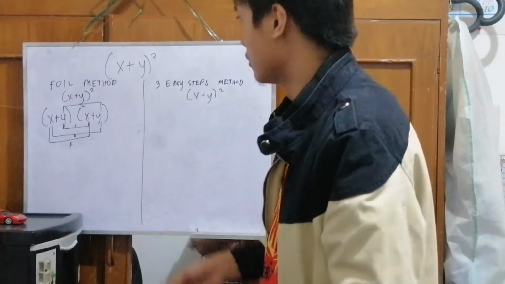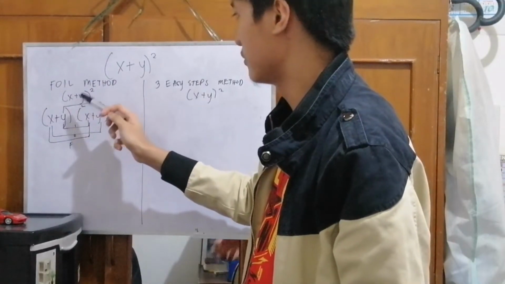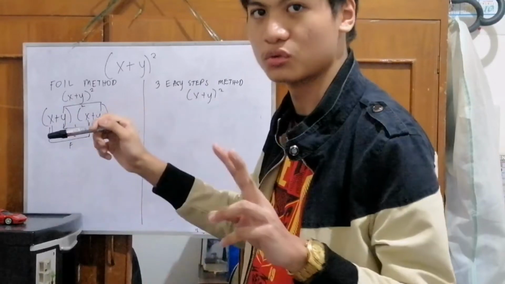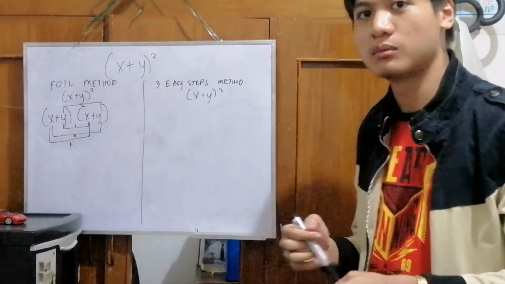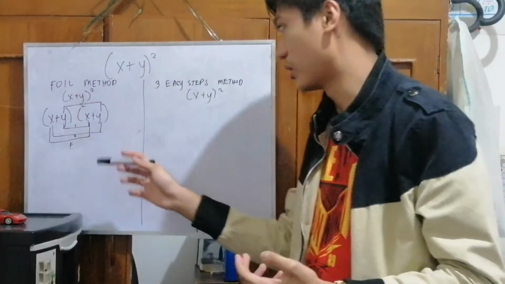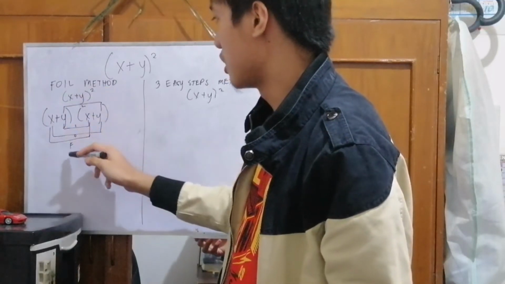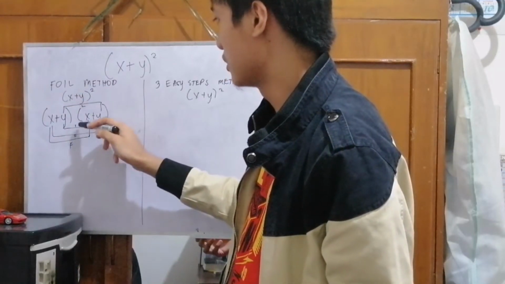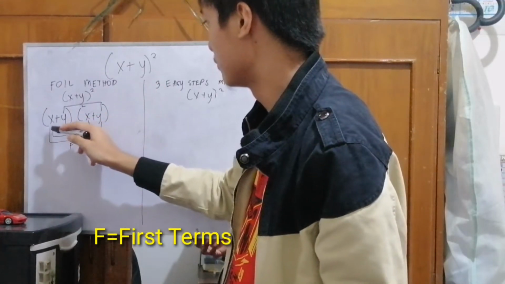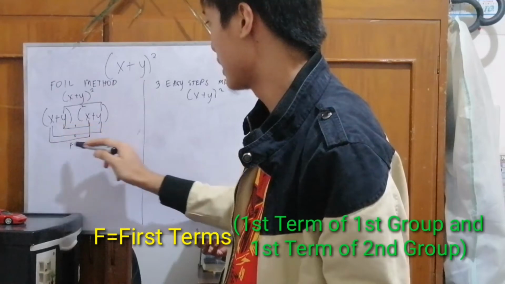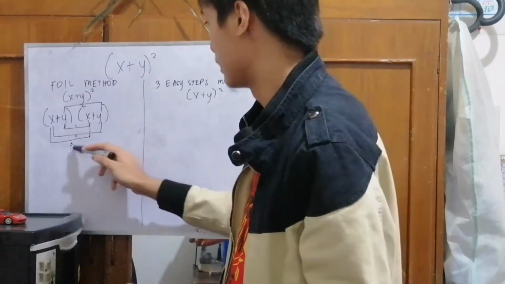With the FOIL method, all we have to do is split the quantity of x plus y squared into 2, just like how we solve 2 squared by multiplying 2 times 2 to get 4. Same thing we do here. The reason why it's called FOIL is because of the terms first, outer, inner, and last. With the first, all we have to do is label the first term of the first group and the first term of the other group. Those are the first terms.